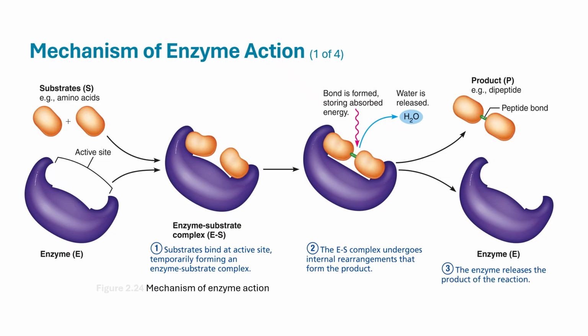So here we have the enzyme. It has an active site, which will allow substrates that fit the shape here. So if these two substrates, amino acids, fit in here, they will actually slide right into here, just like these two did, and they will form an enzyme substrate complex. Once they're in there, the ES complex undergoes internal rearrangement. So what that does is a bond is formed between the two amino acids that gives off a water.